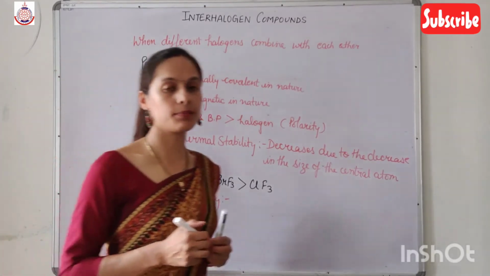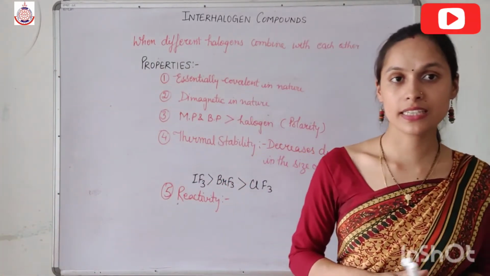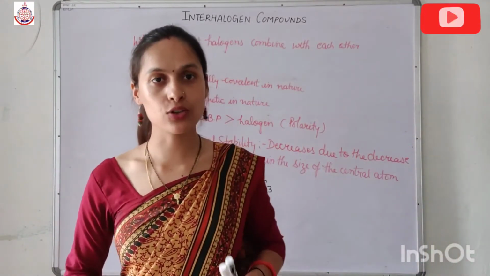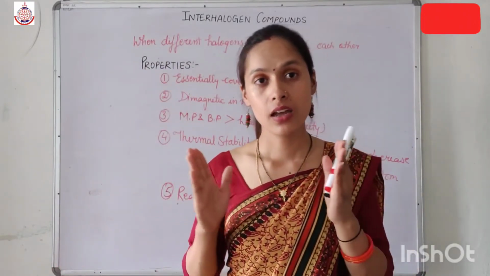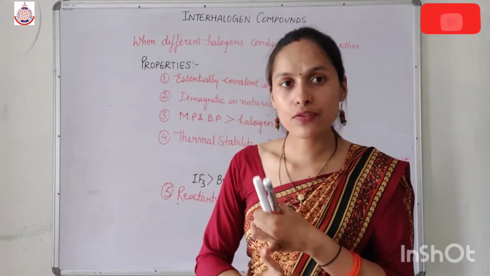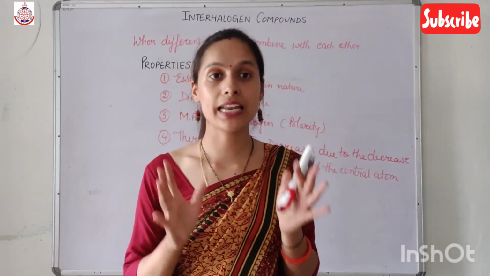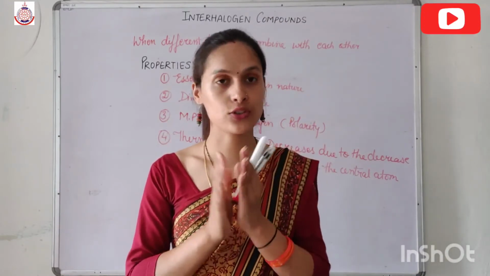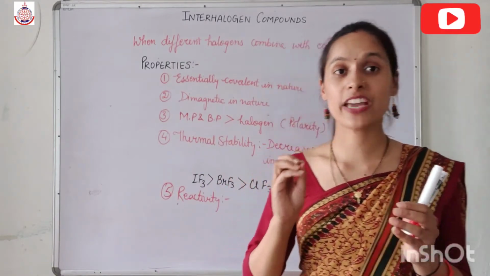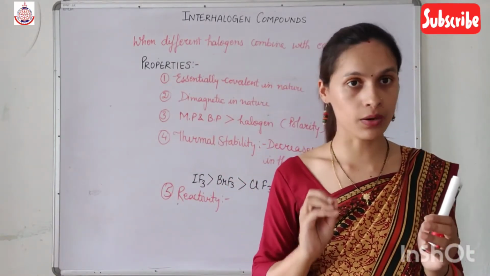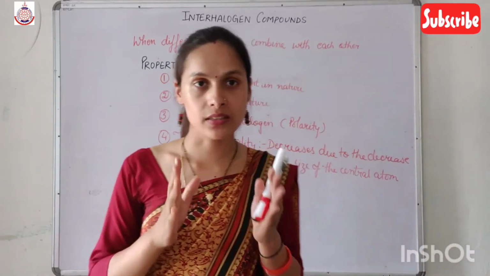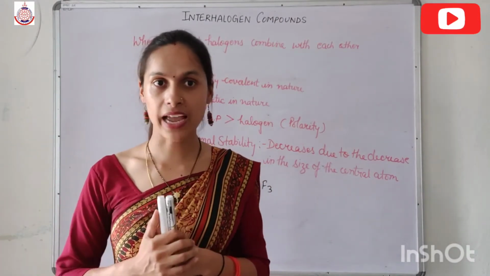Now, interhalogen compounds are more reactive than the halogens except F2. Means F2 is that halogen which is even more reactive than the interhalogen compounds. Now, what is the reason behind this? We know that in F2 there is a very strong electronic repulsion between the lone pairs of electrons of the two fluorines. As a result, its bond dissociation energy becomes very low and the reaction is exothermic. Because of these two reasons, fluorine is highly reactive.